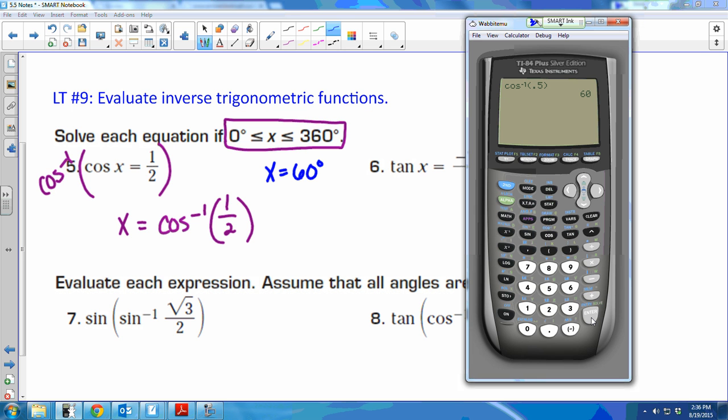Think about your unit circle. On your unit circle, there are two places where cosine x equals 1/2. So on a quiz, if you give me 60, that is only going to get you half credit. So you want to start these using your calculator maybe, but you need to finish them using the unit circle.